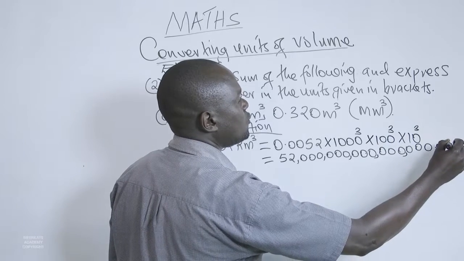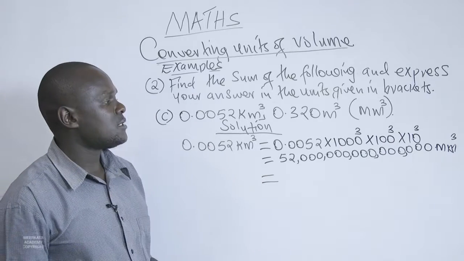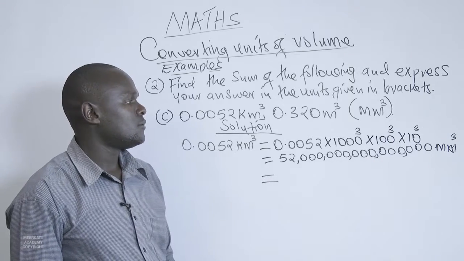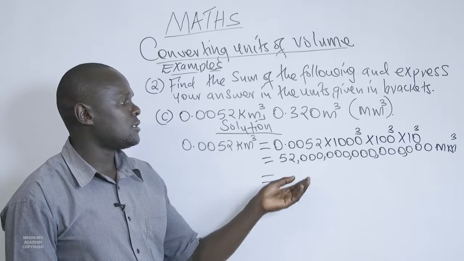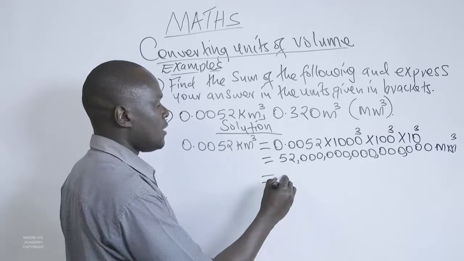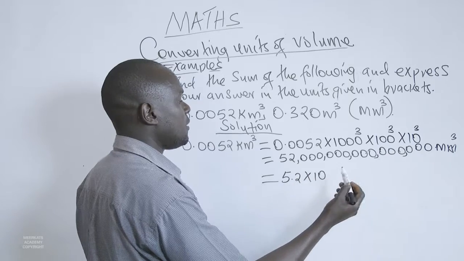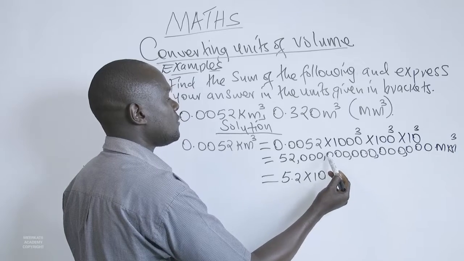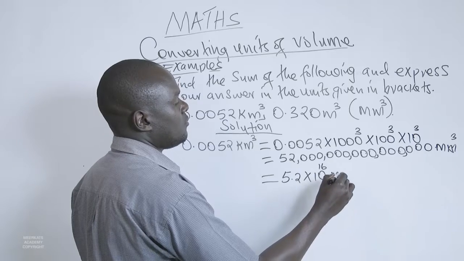A very huge number. And also in our previous lessons, we said that writing such numbers in this form is a bit cumbersome, so it is advisable that we rewrite this number in standard form, and this will be the same as 5.2 multiplied by 10 raised to power 16 cubic millimeters.